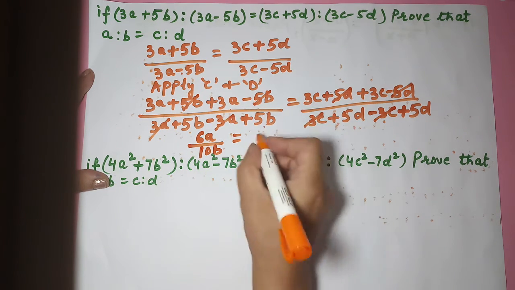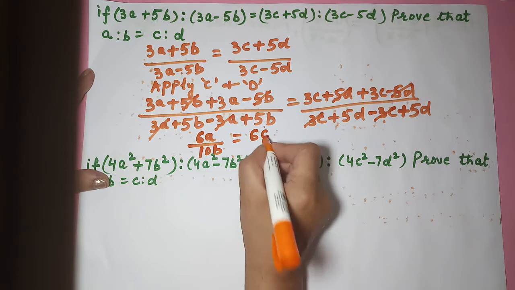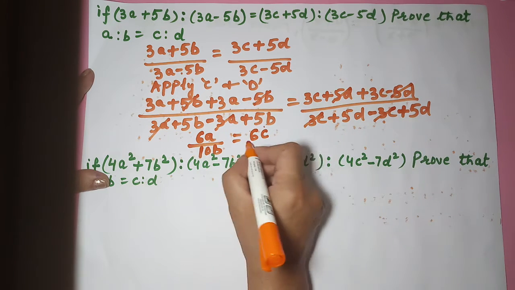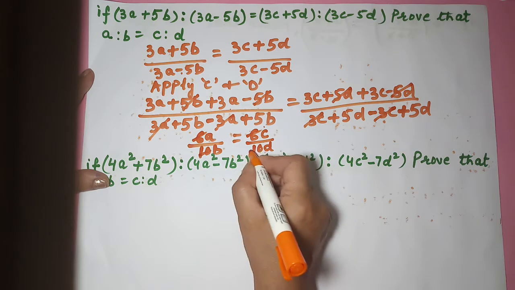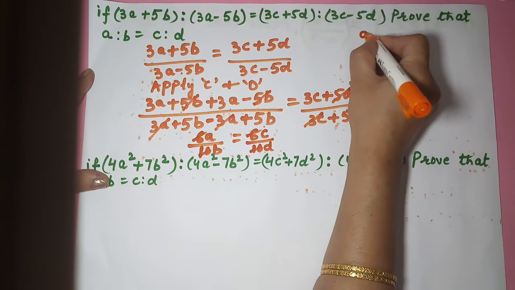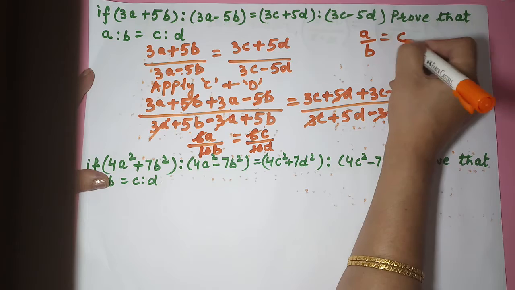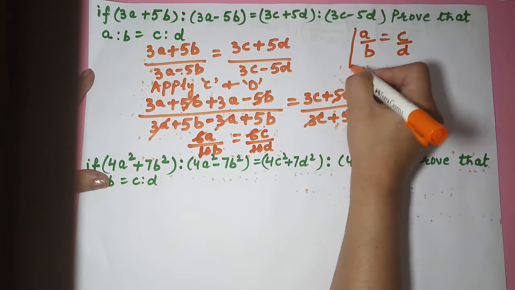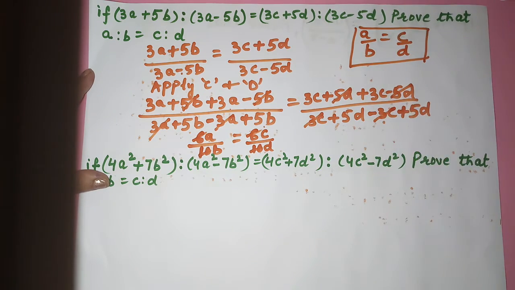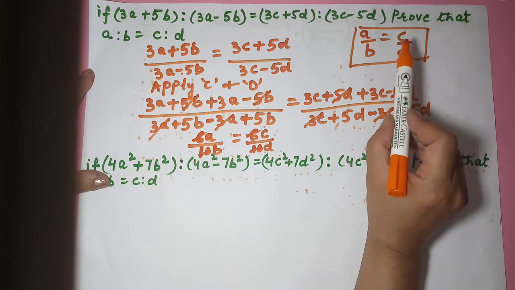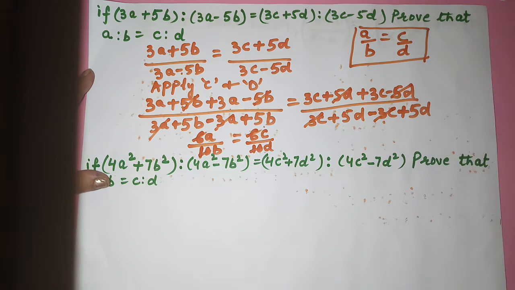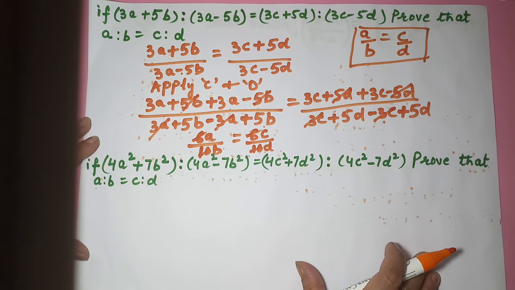Here 3c plus 3c is 6c, and 5d plus 5d is 10d. So 6 and 6 will go, 10 and 10 will go. Have we got a by b equal to c by d? Yes. That is how, when you apply componendo and dividendo, your calculations become easier and simpler.